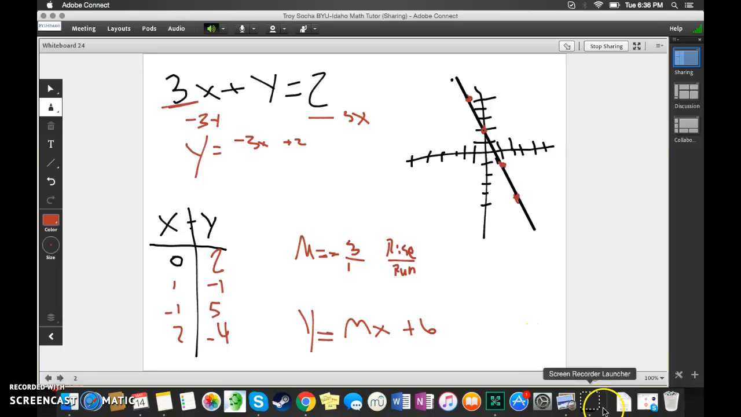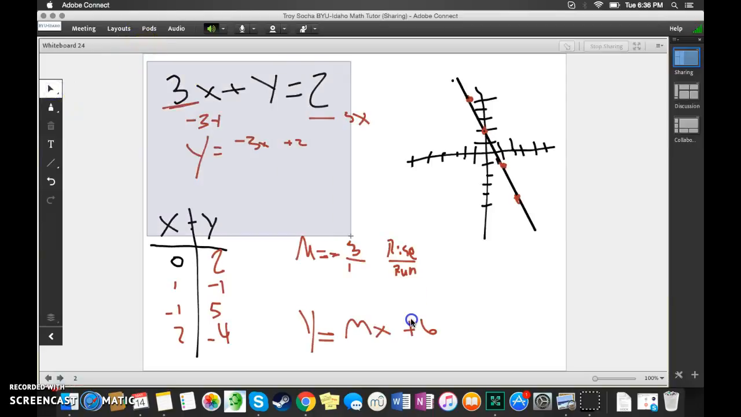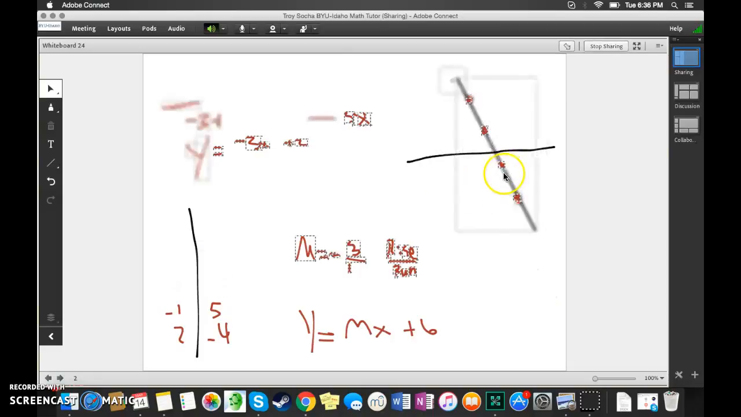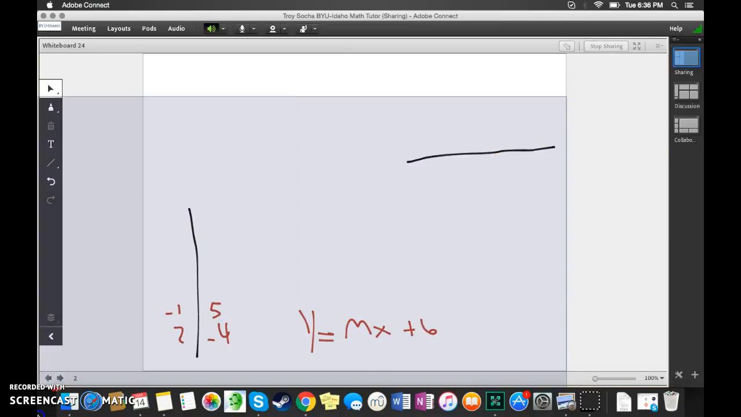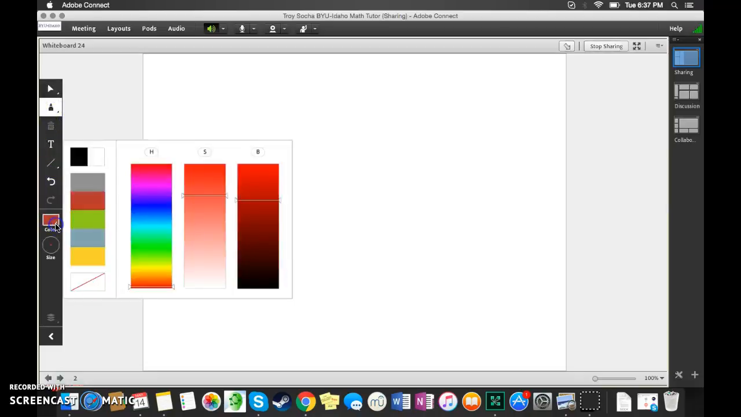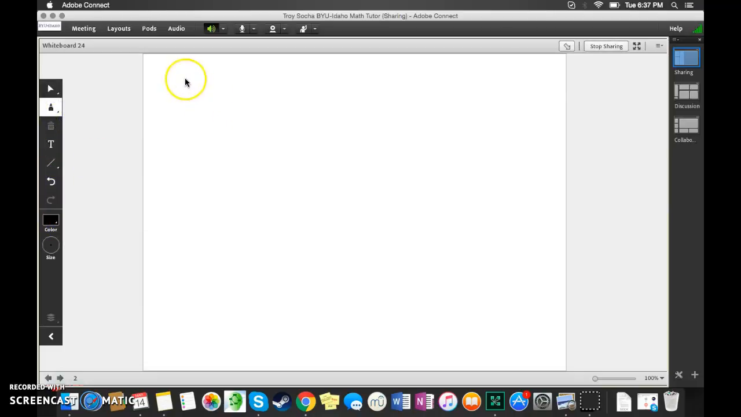M is your slope. M will always be your slope, so let's talk about some other slopes here. If we're given an equation like this, 3x plus 2y equals 2, this is going to be a different equation, okay? So we're going to solve for y.